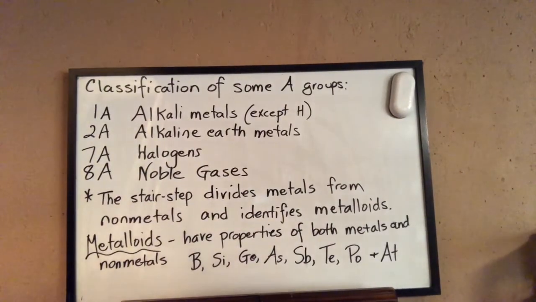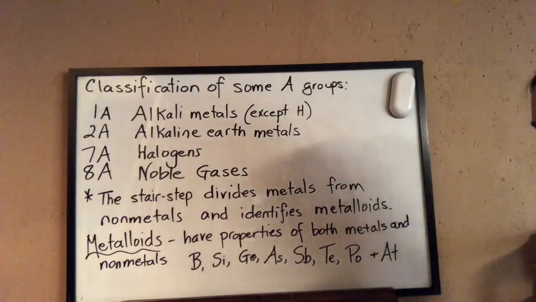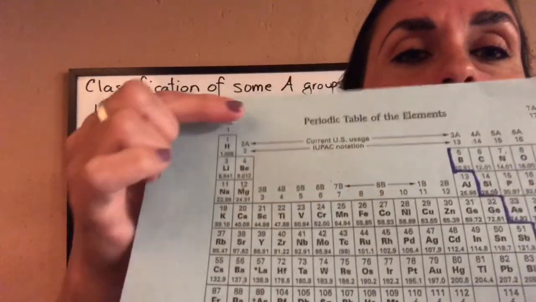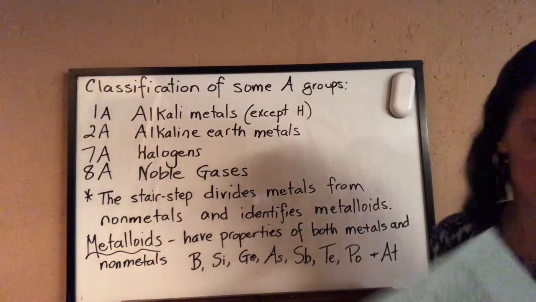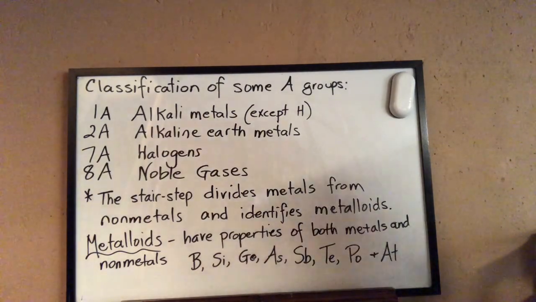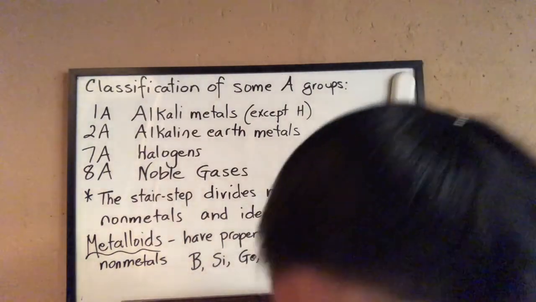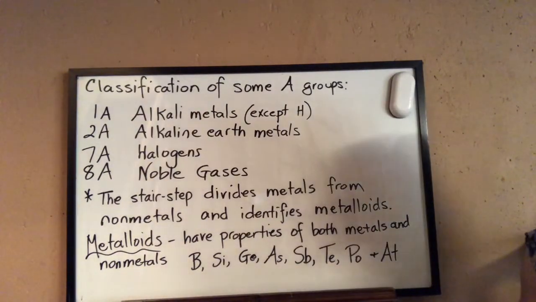Some of the A group elements have special names, special classification. The elements in group 1A are the alkali metals, with the exception of hydrogen. Hydrogen is not a metal. Okay, so you have alkali metals in group 1A. In group 2A, you have the alkaline earth metals. Group 7A, you have the halogens. And a lot of your halogens are used in disinfectant products: chlorine, bromine, iodine.